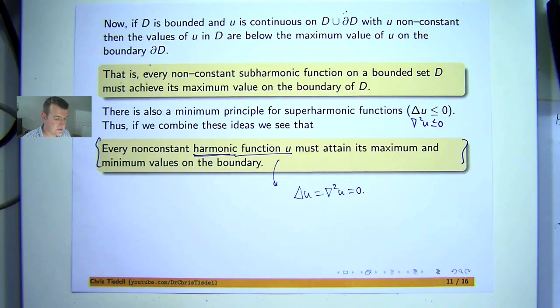So there are some variations of the maximum principle, and we're going to apply it to various boundary value problems for partial differential equations.